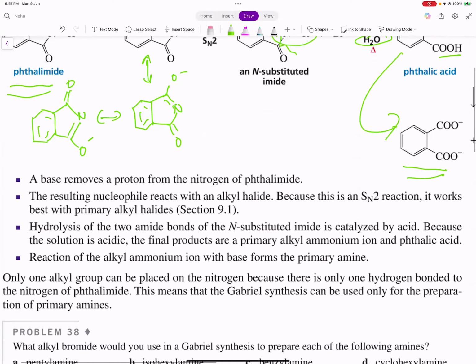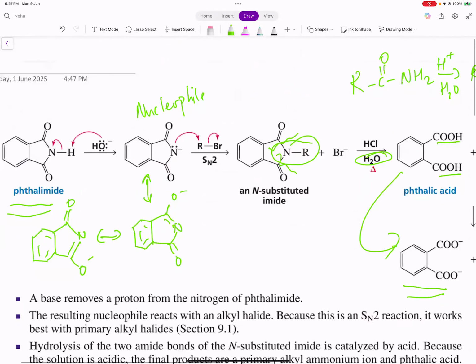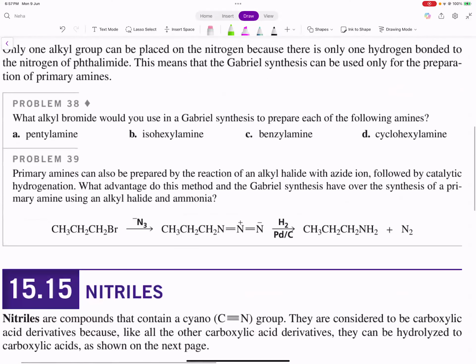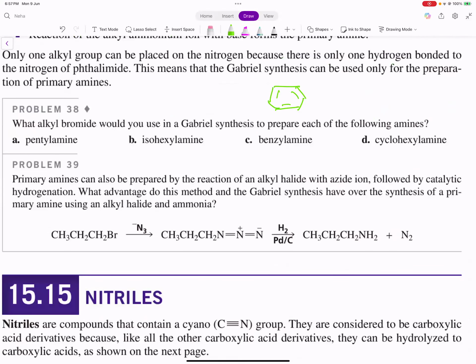Also, this is the only thing I want to say. I cannot prepare this amine. For example, if somebody asks me, can we prepare this amine? This amine I cannot prepare because this has to come from this alkyl halide, right? And here SN2 will not go, right? So we cannot prepare aryl and vinyl amines. You're getting it now, right? Got it. Done with 38.